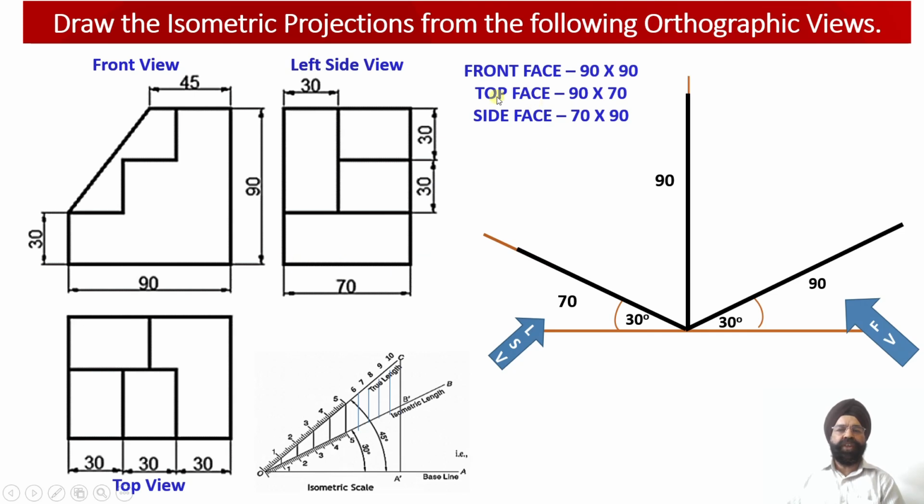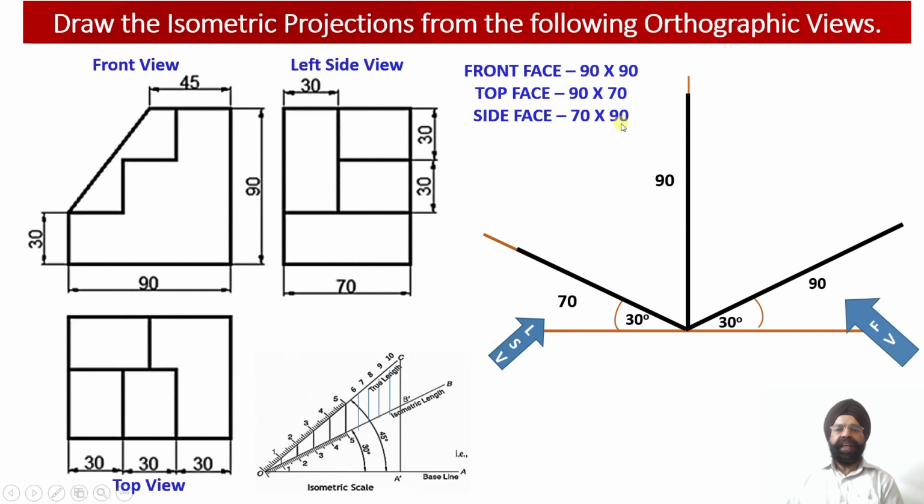So the dimensions of the top face in the isometric projections will be 90 millimeter by 70 millimeter, whereas the side face in the isometric projections will have the width equal to 70 millimeter and the height equal to 90 millimeter. So the side face dimensions will be 70 millimeter by 90 millimeter.